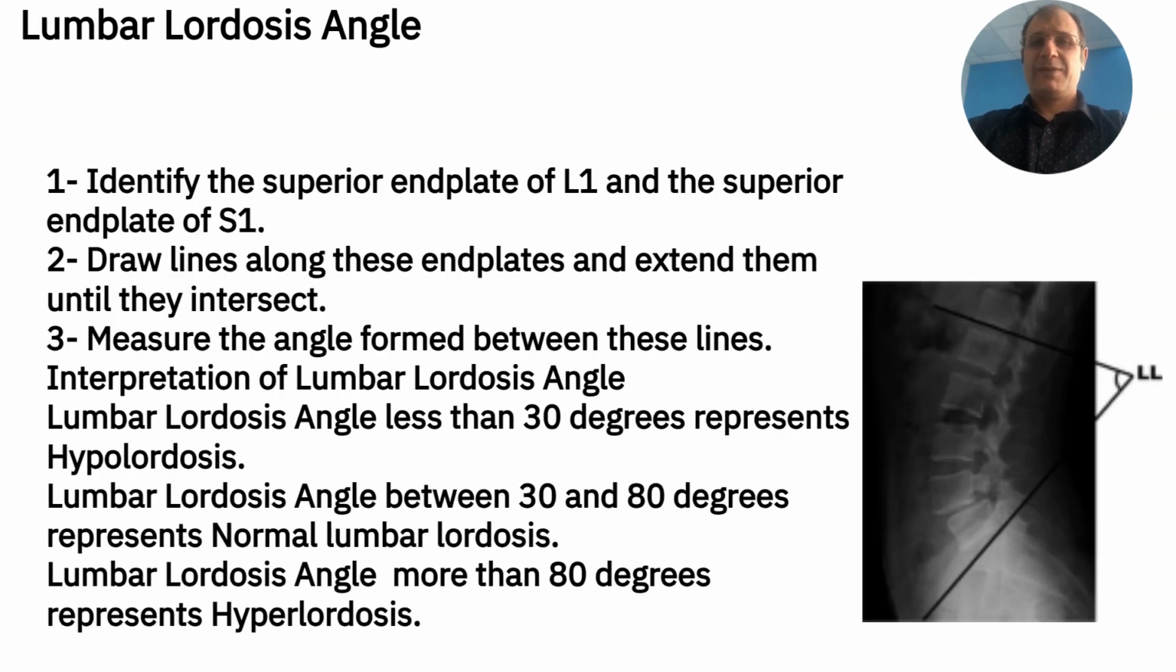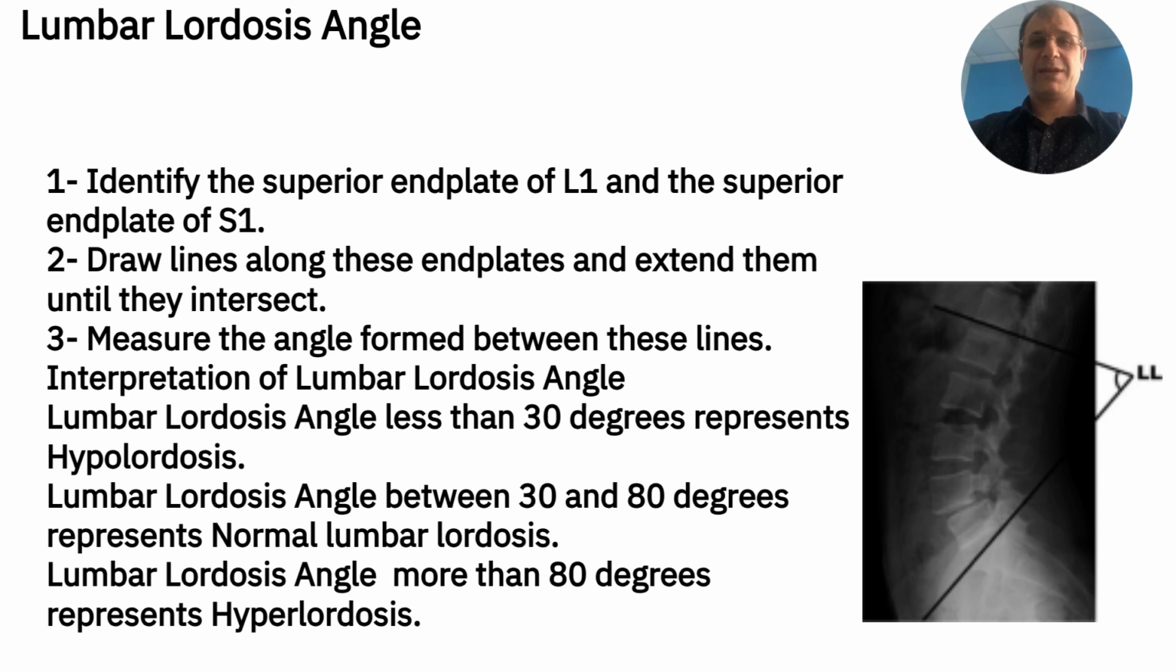Lumbar lordosis angle measures the curvature of the lumbar spine in the sagittal plane. It is typically measured between the L1 and S1 vertebrae. Lumbar lordosis angle measures excessive lordosis or reduced lordosis. Stages of lumbar lordosis angle measurement are: 1.